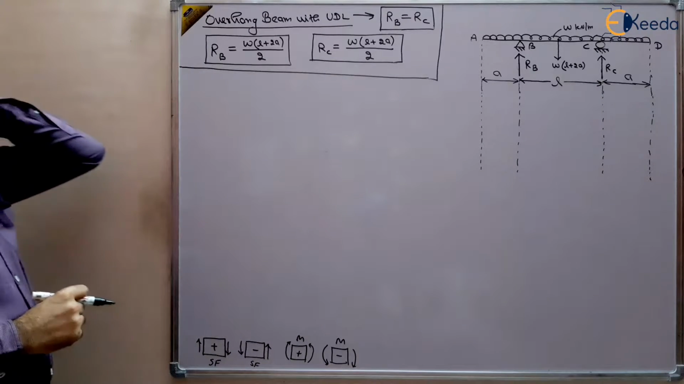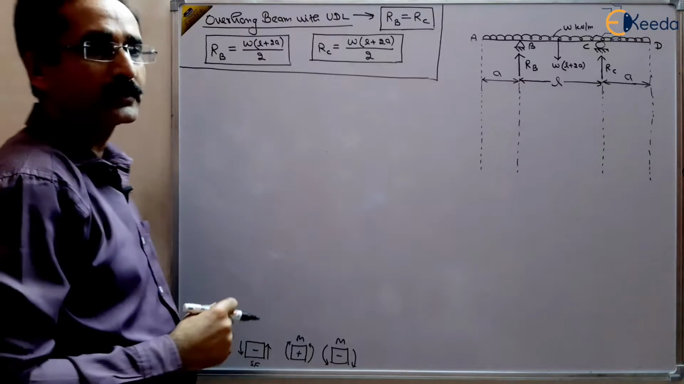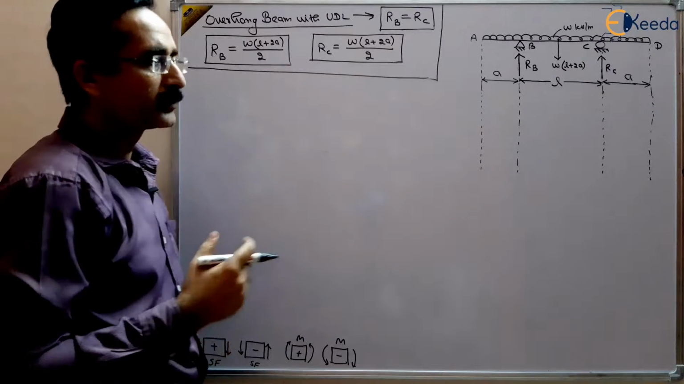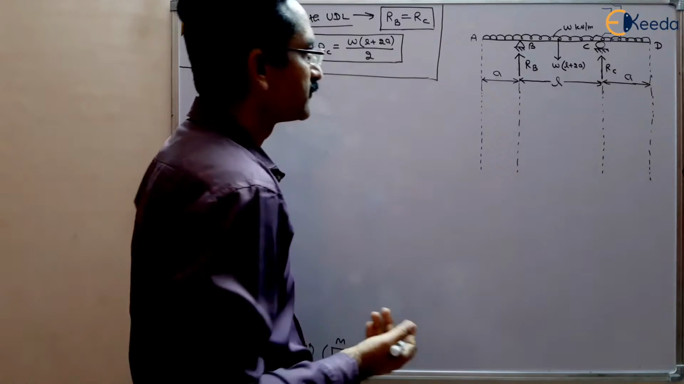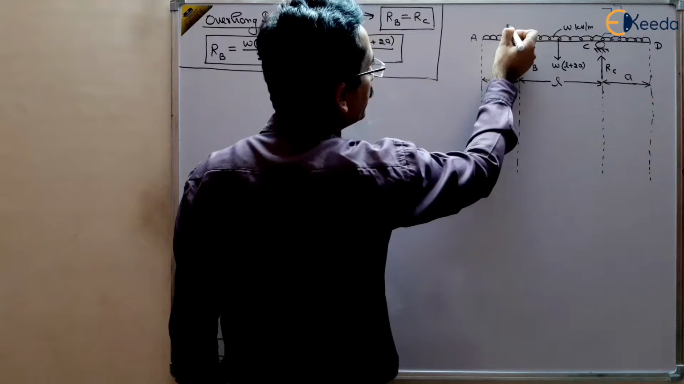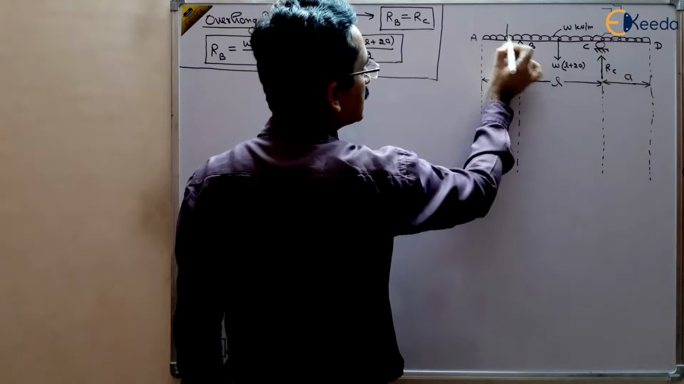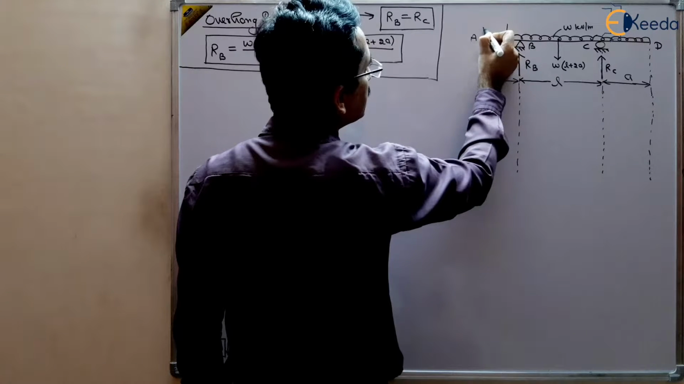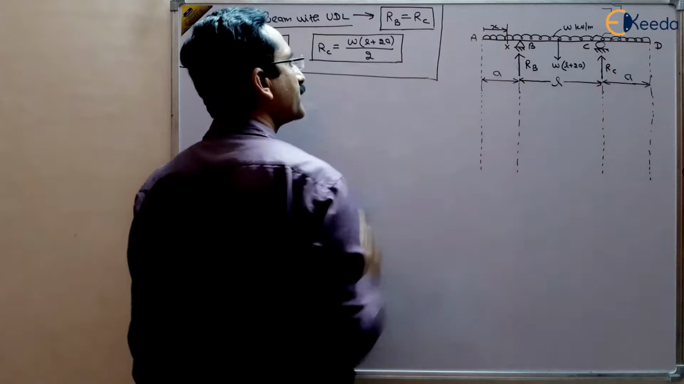Now we want to find out the shear force. We have obtained the reactions, now we want to find out the shear forces. So as usual we will take the cross section at a distance x from the free end. So I am taking here the cross section at a distance of small x from the free end A, right?